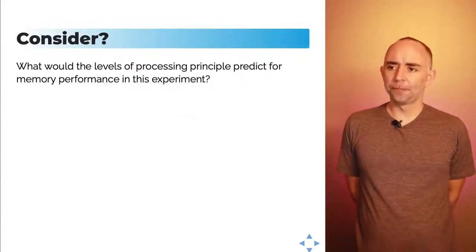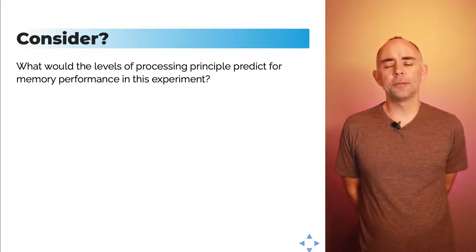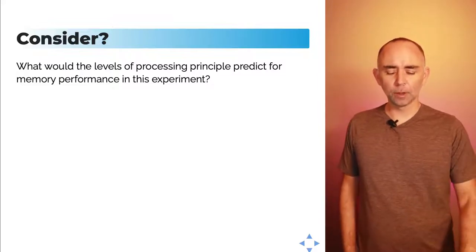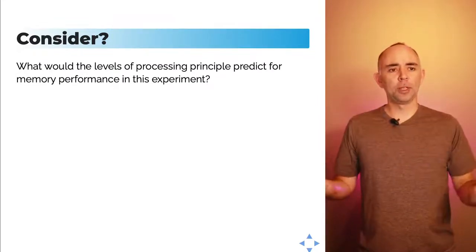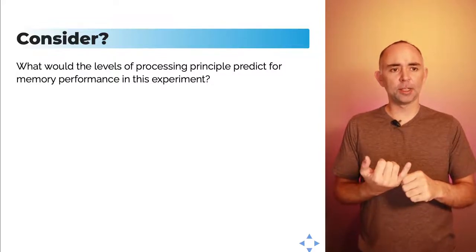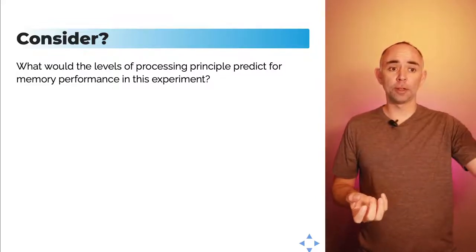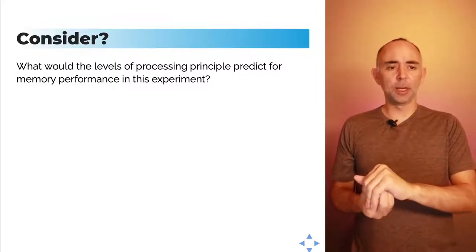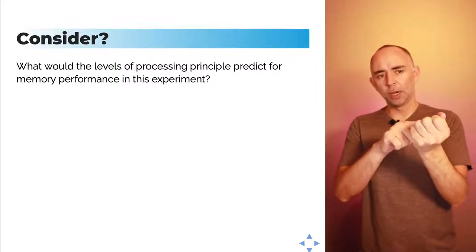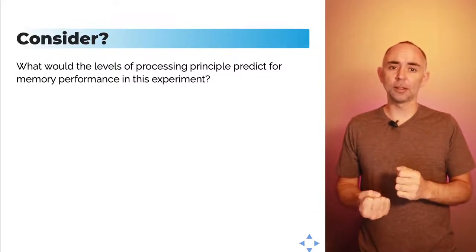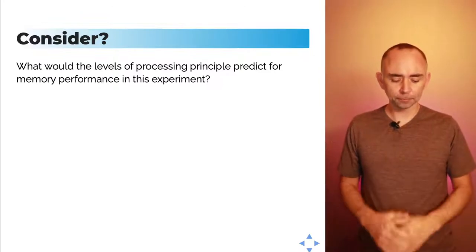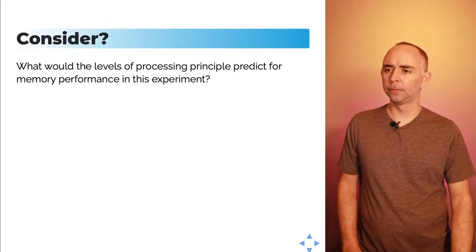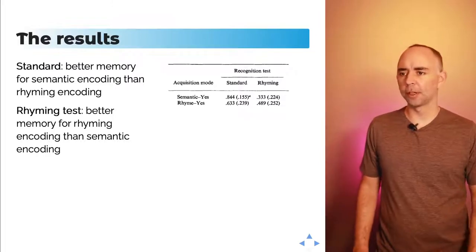As a consideration, let's think about what the levels of processing principle might predict for memory performance in this experiment. I'll just point out that this principle suggests that the more deeply you encoded something, the more you'll remember it. So you should encode words and sentences at a semantic level more deeply than words that you were rhyming. So you should have better memory for the words and sentences compared to the words that you're rhyming with. And the format of the memory test shouldn't matter too much. But let's look at the results here.